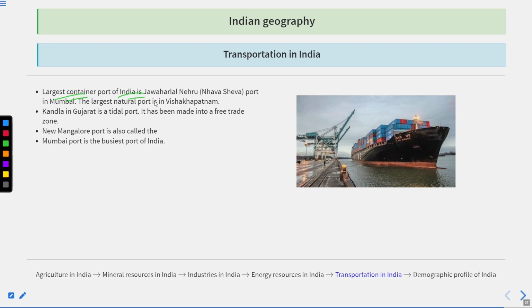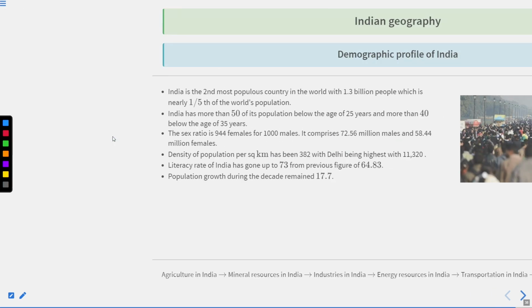The largest container port of India is Jawaharlal Nehru Nhava Sheva port. The largest natural port is Visakhapatnam. Kandla in Gujarat is a tidal port and it is also a free trade zone. New Mangalore port is called the New Port, and Mumbai is the busiest port of India.